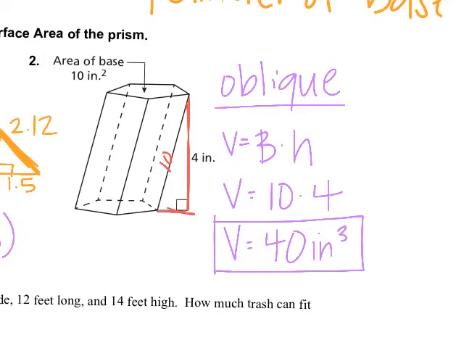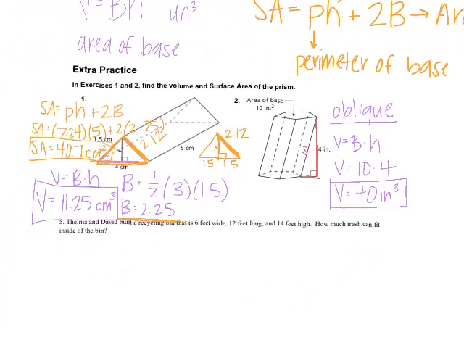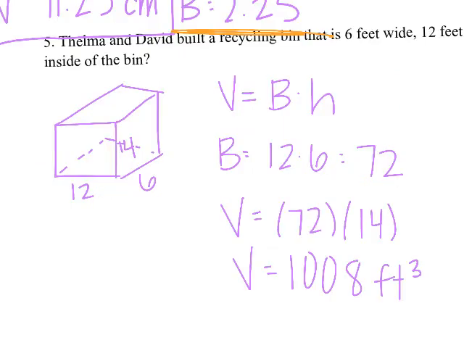All right, go ahead and try number 5 in your groups. All right, so it's just base times height. Your area of your base would just be 12 times 6, so you're just finding that rectangle times your height of 14. 72 times 14 is 1,008 cubic feet of trash. It's kind of weird. All right, ready to move on from prisms?